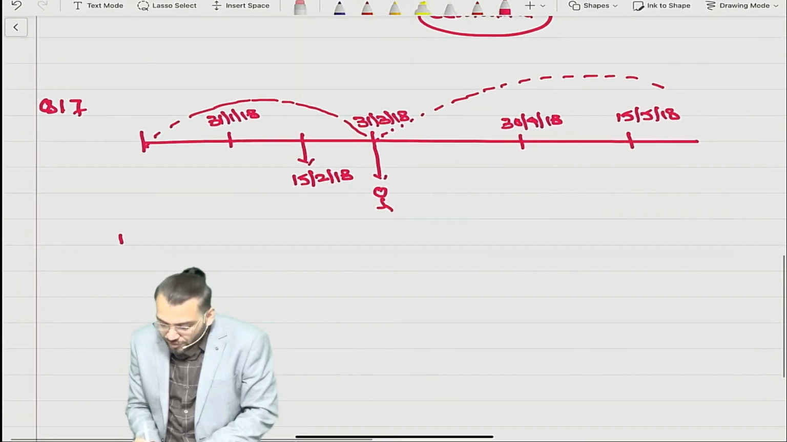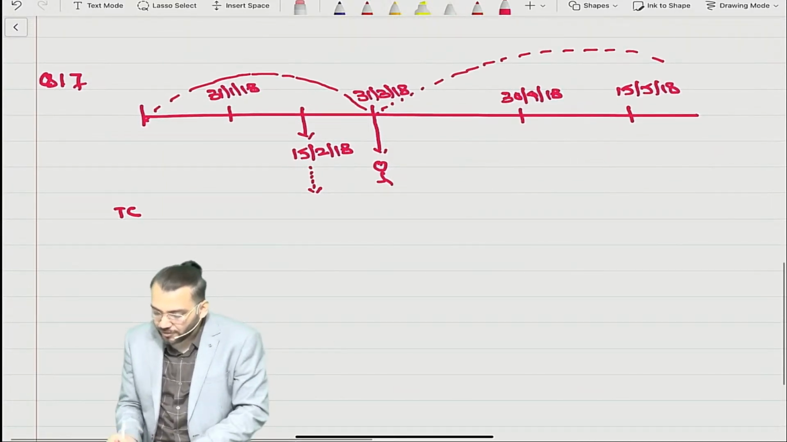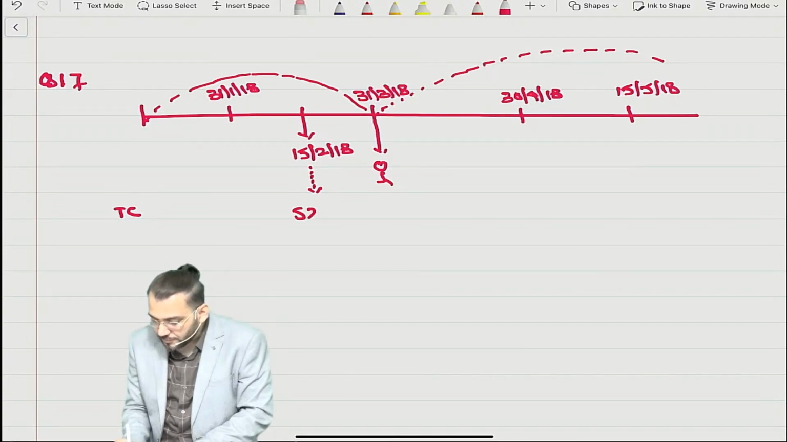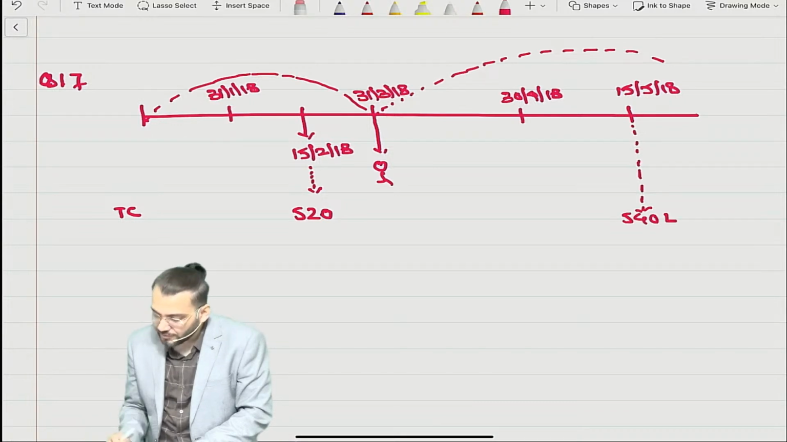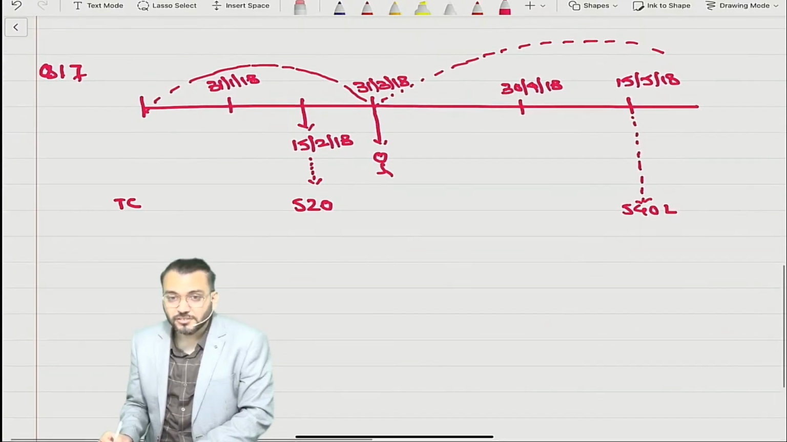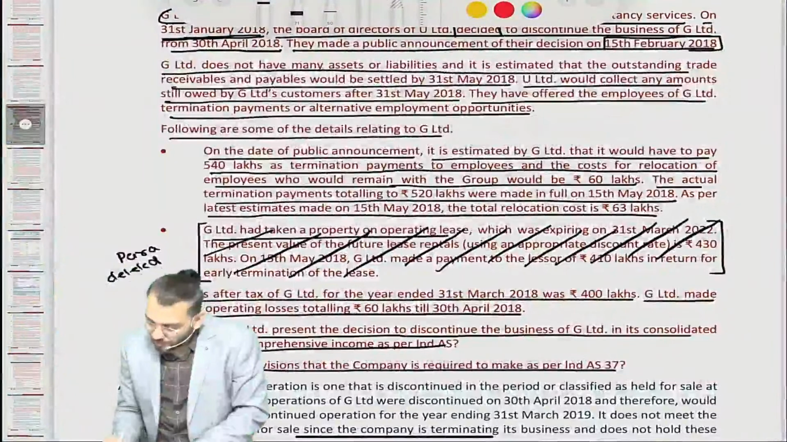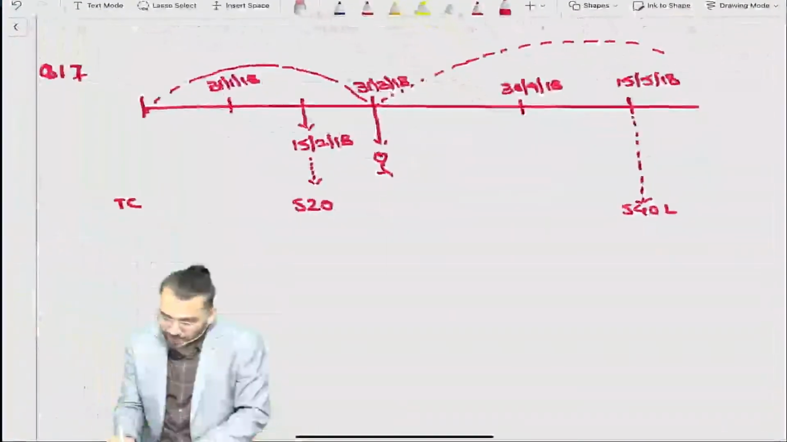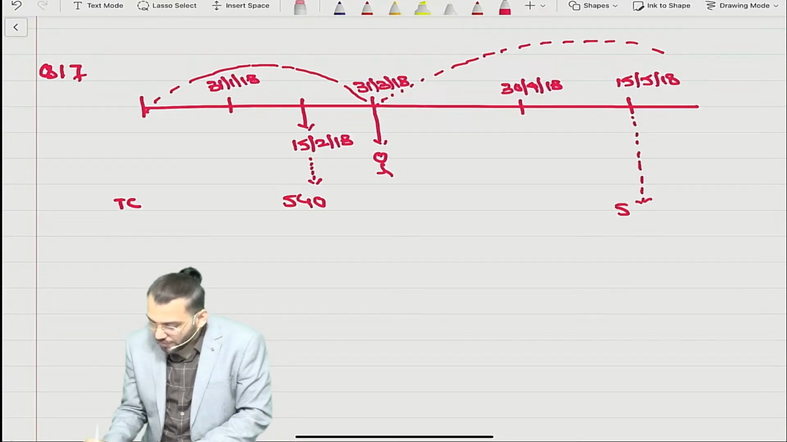Now they have given one termination cost. How much was estimated on this date? 520 lakhs. And what was the actual cost? 540 lakhs. Actual is 540 and estimated is 520. Now correct.